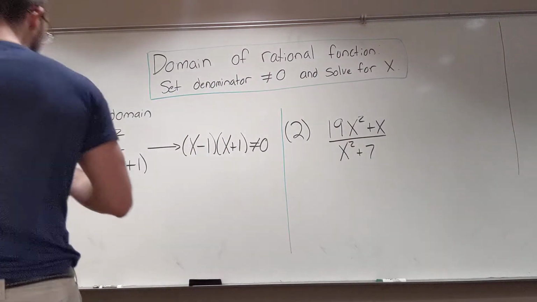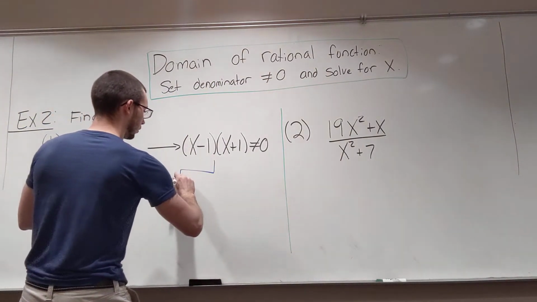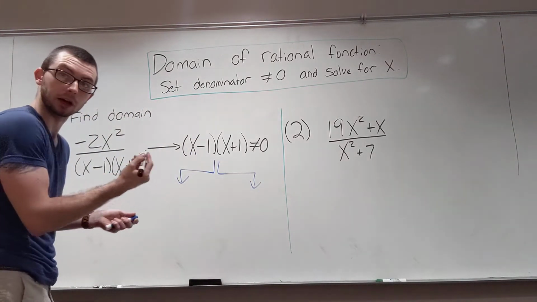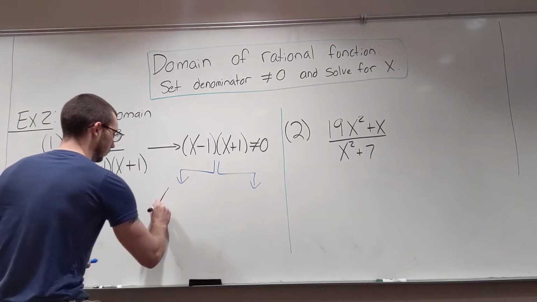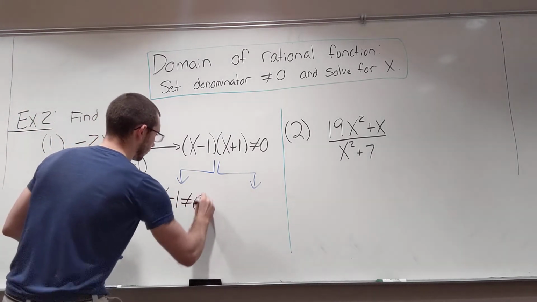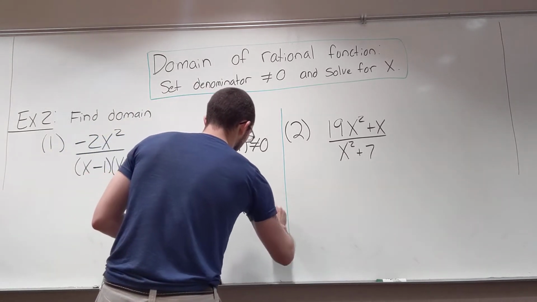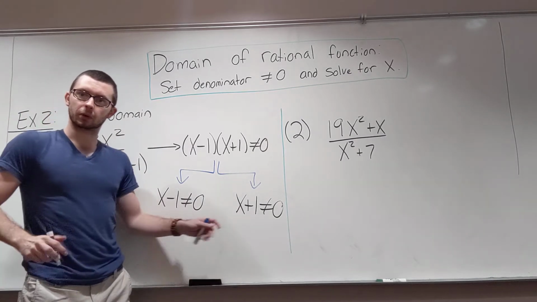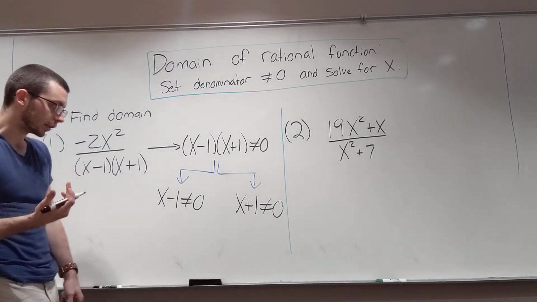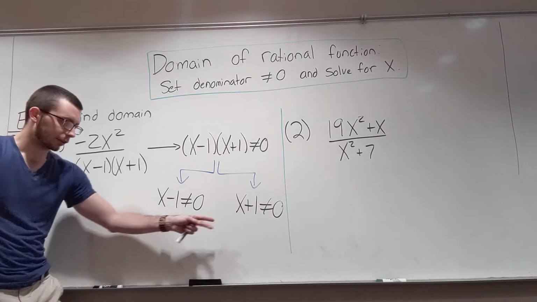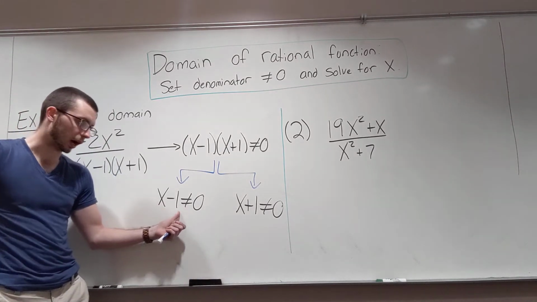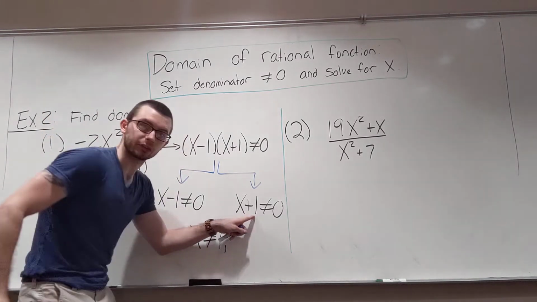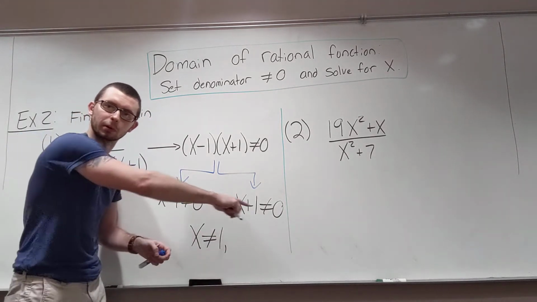So in particular, we can go ahead and break this up as each one not equal to 0 individually. So there's each part set not equal to 0, and now we can solve for x in each case. Now all you have to do is solve for x. You get x is not equal to +1, and x is not equal to -1 when you bring the number over.